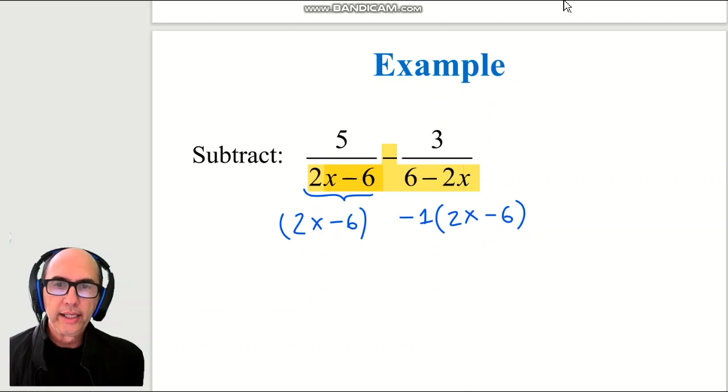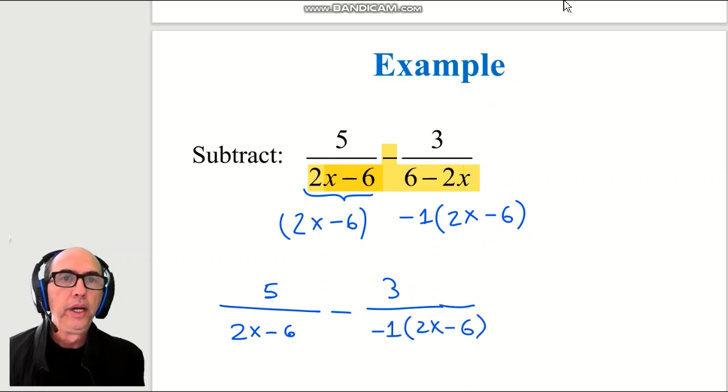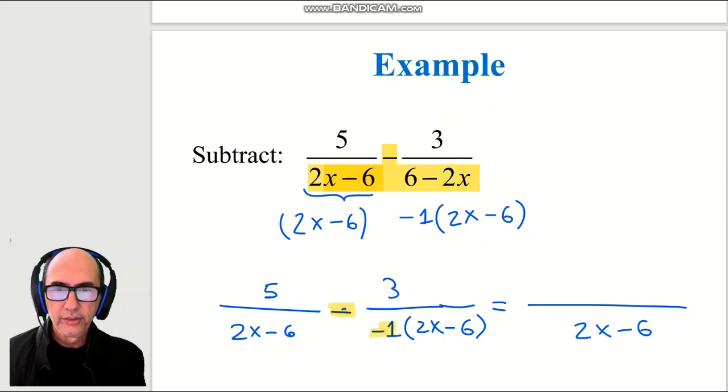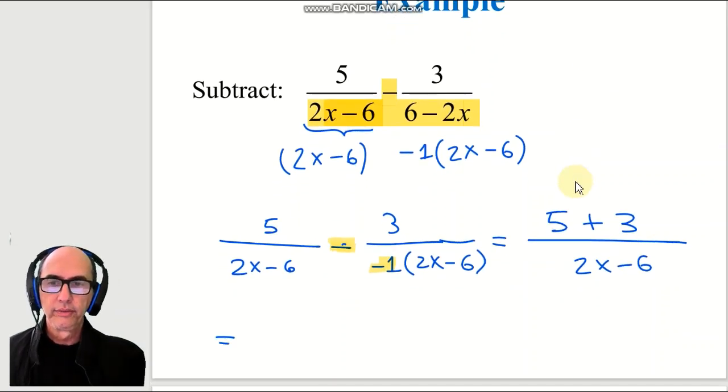Okay, now write it as 5 over 2x minus 6, minus 3 over -1 times (2x minus 6). We can combine, because negative divided by negative is positive. Remember, negative divided by negative is positive, so 5 plus 3, and 5 plus 3 is 8.